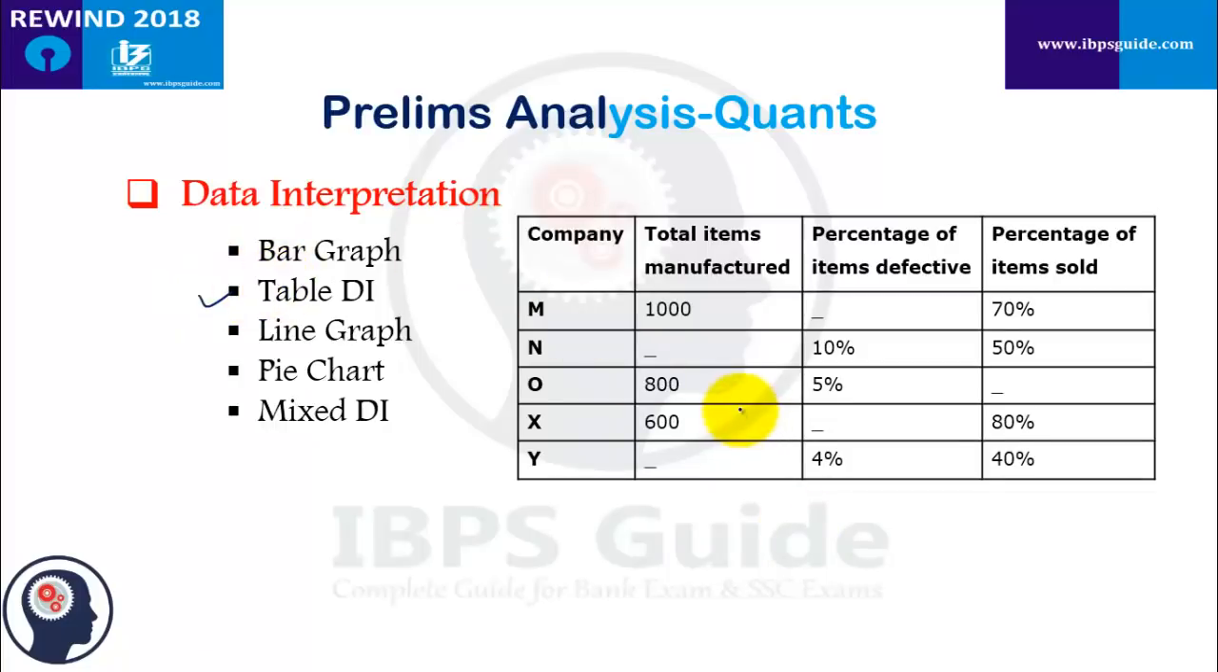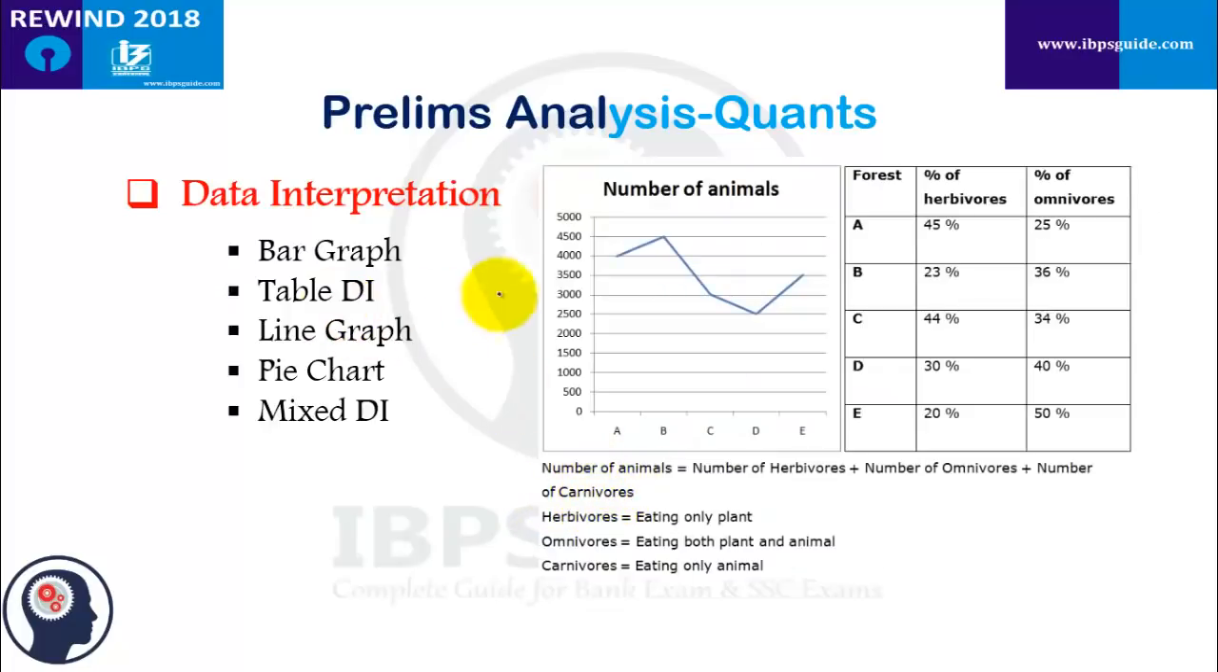In table DI, this is missing DI. You can say it is table DI but missing DI. Ratio type questions may be asked in this type of DI. Now let's move toward another, mixed DI. This is called mixed DI, a line graph plus table DI. Such type of question is seen.